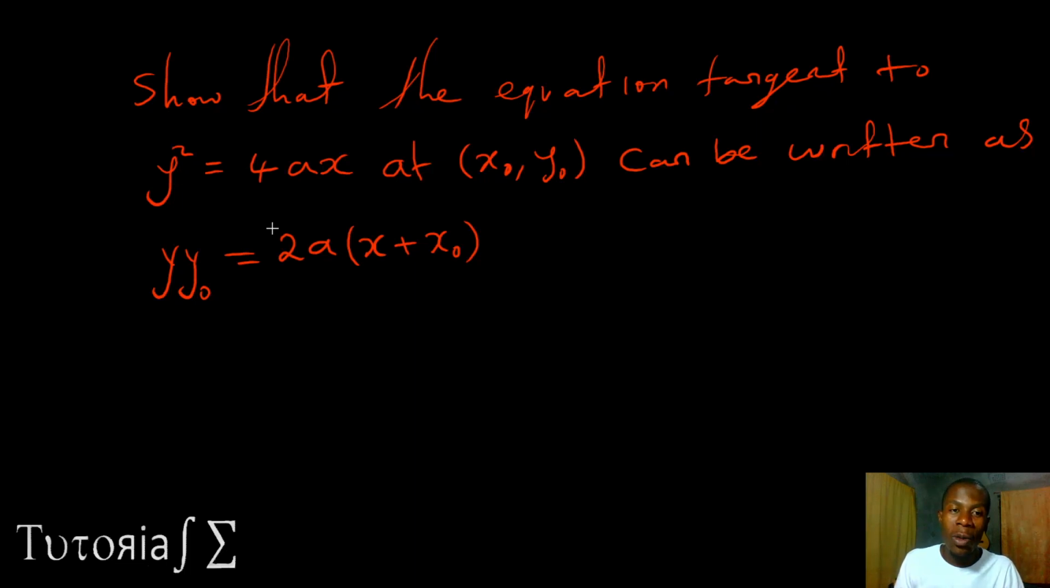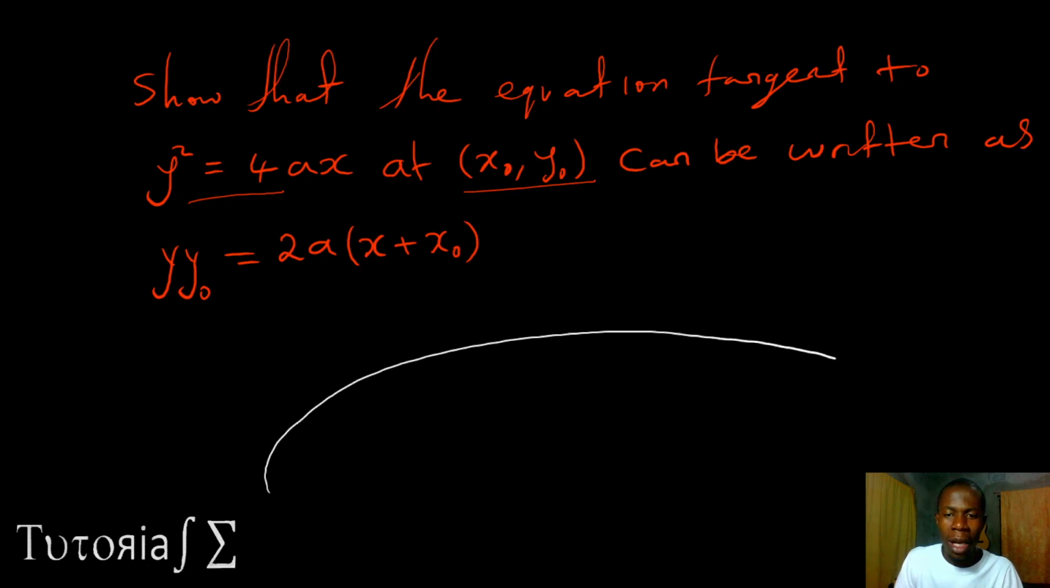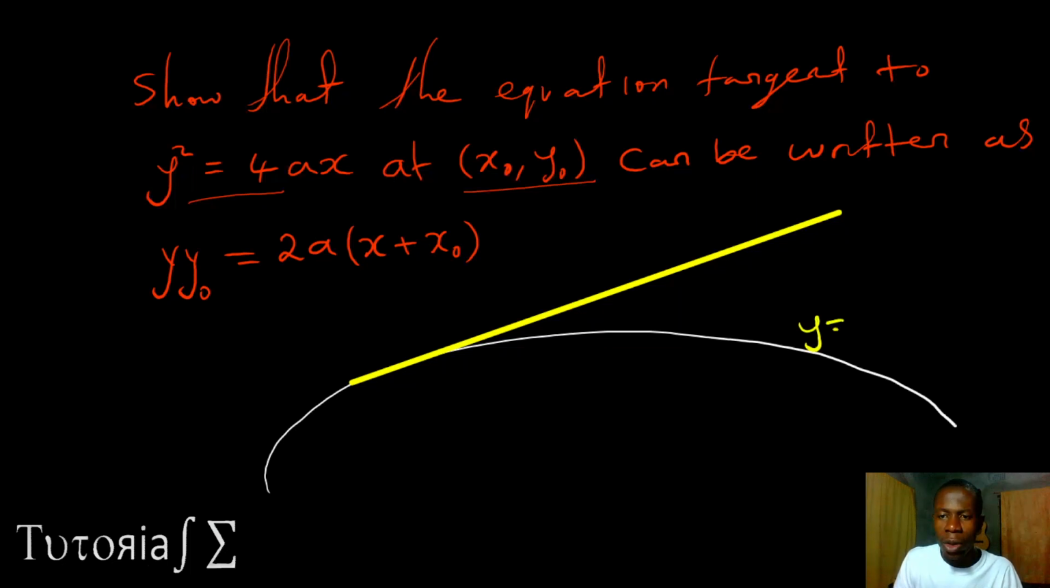Now, in today's lesson, we are going to show that the equation tangent to this one at this point can be written as this. Okay, so if you remember a few things about tangent lines, if you have a curve like that, then you have a line tangent to that curve at a certain point. Let's say we have this equation y equals f of x, and this line is tangent to this one at this point.